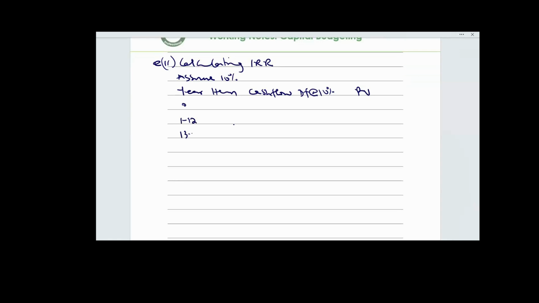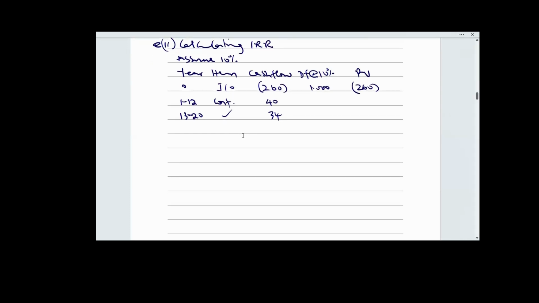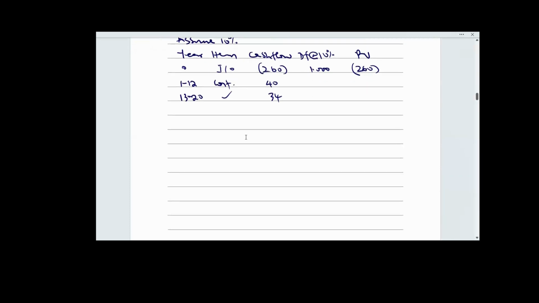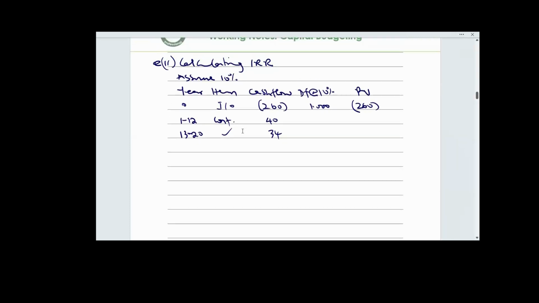Then 13 to 20. All right, initial outlay, contribution 260, 40, 34, 1, 260. So what's the annuity factor of years 1 to 12? 6.814. Annuity factor of year 13 to 20.